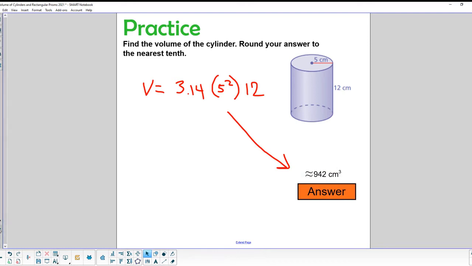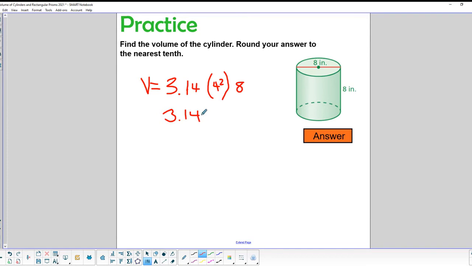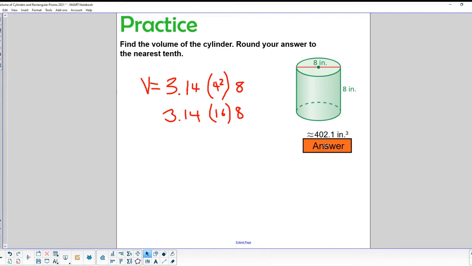Let's try another one. In this case, the volume is going to be 3.14 times we need the radius, which in this case is 4. So 4 squared times the height, and the height in this case is 8. So 3.14, 4 squared is 16, and then we have a height of 8. So 3.14 times 16 times 8, and our answer is approximately 402.1 cubic inches in that particular cylinder. So these aren't too bad, are they? I think that's very doable if you'll remember the formula.